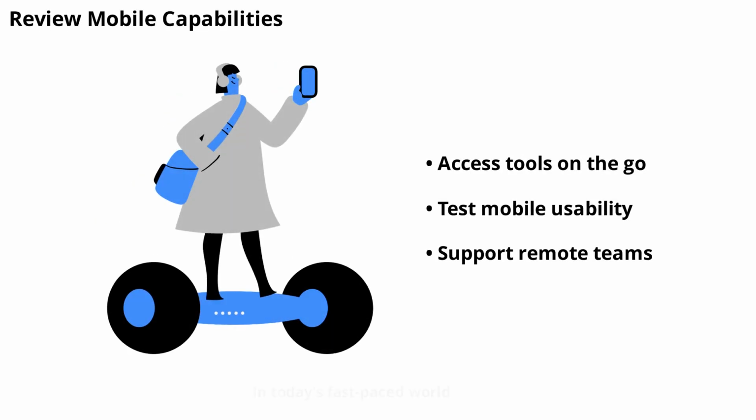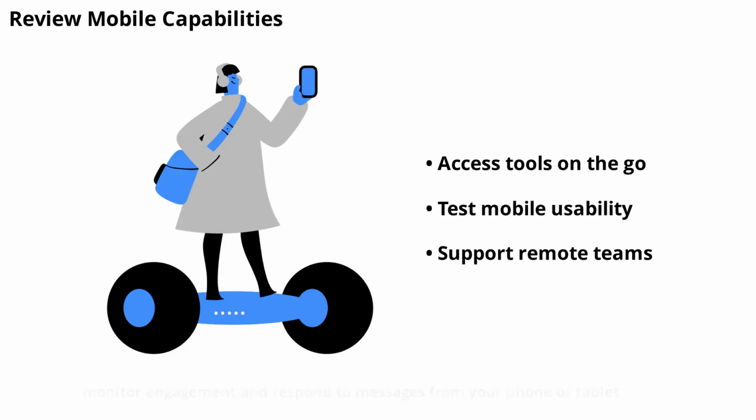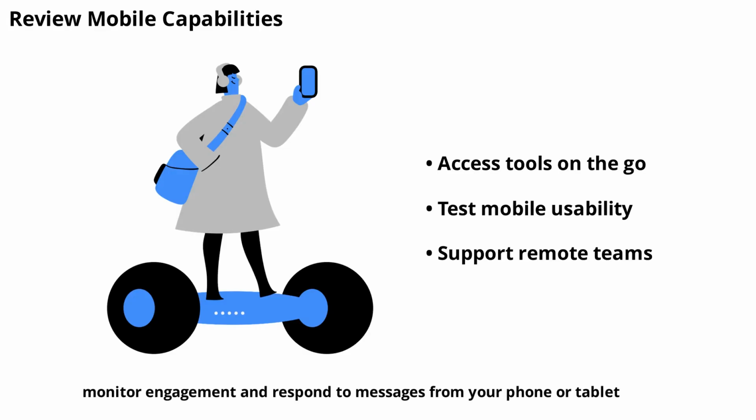In today's fast-paced world, managing social media on the go is often necessary. Check if the software offers a mobile app or responsive web interface. Test the mobile experience to ensure you can schedule posts, monitor engagement, and respond to messages from your phone or tablet. Mobile capabilities are especially important for startups with remote or traveling teams.